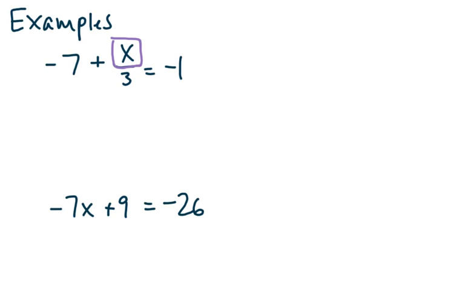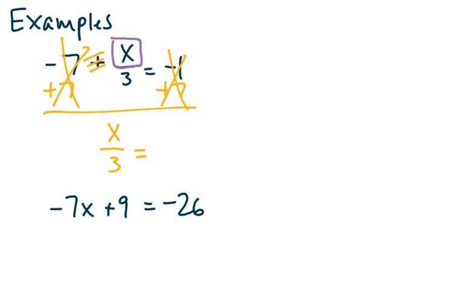Remember, I am not looking at the addition sign, I'm looking at the number. And I see that it's a -7, so the opposite of -7 is a +7. So I'm going to go ahead and add +7 to both sides. And now I have x over 3 equals 6. So this is down to a one-step. I've eliminated one of the operations here.